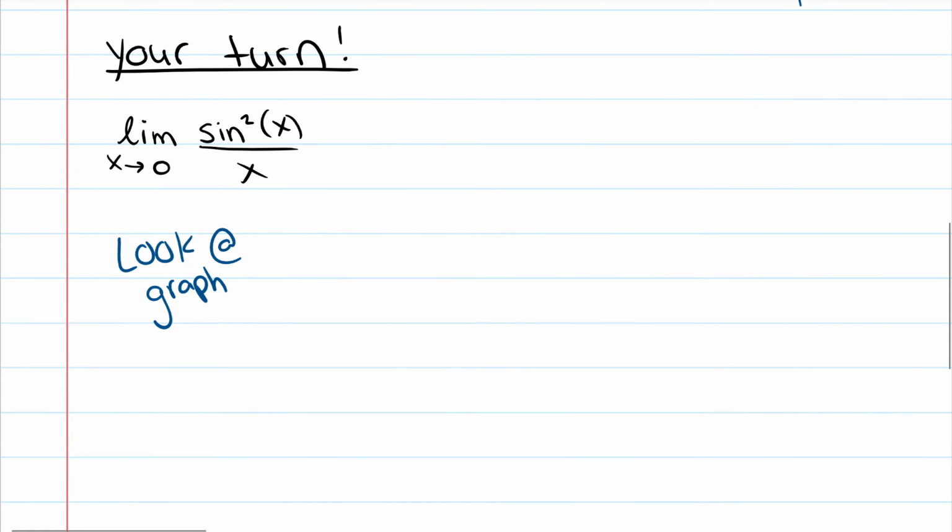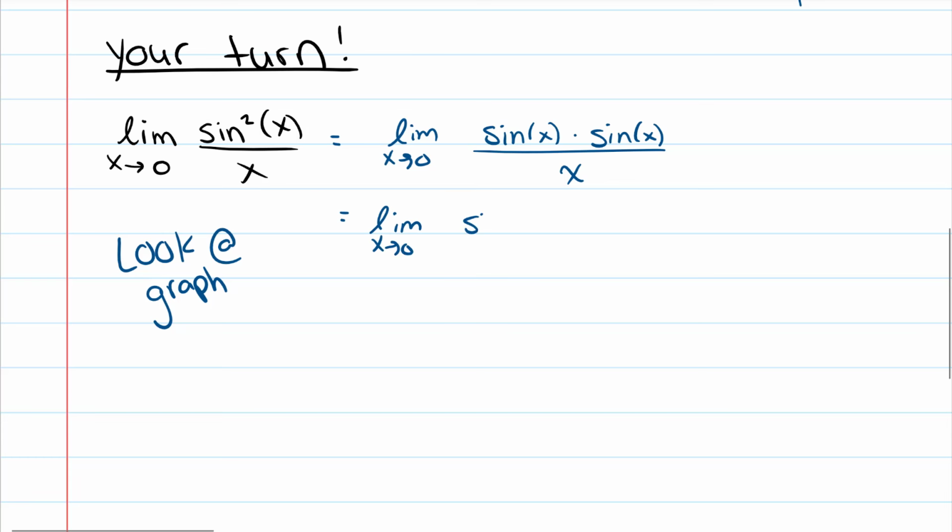Okay, so the trick here is we need to be able to pull out a function that we know the limit of. Well, this is sine squared of x, and we can rewrite sine squared of x as sine of x times sine of x. And then I can rewrite that as sine of x over x times just sine of x. And again, we know this limit, so we should be okay.